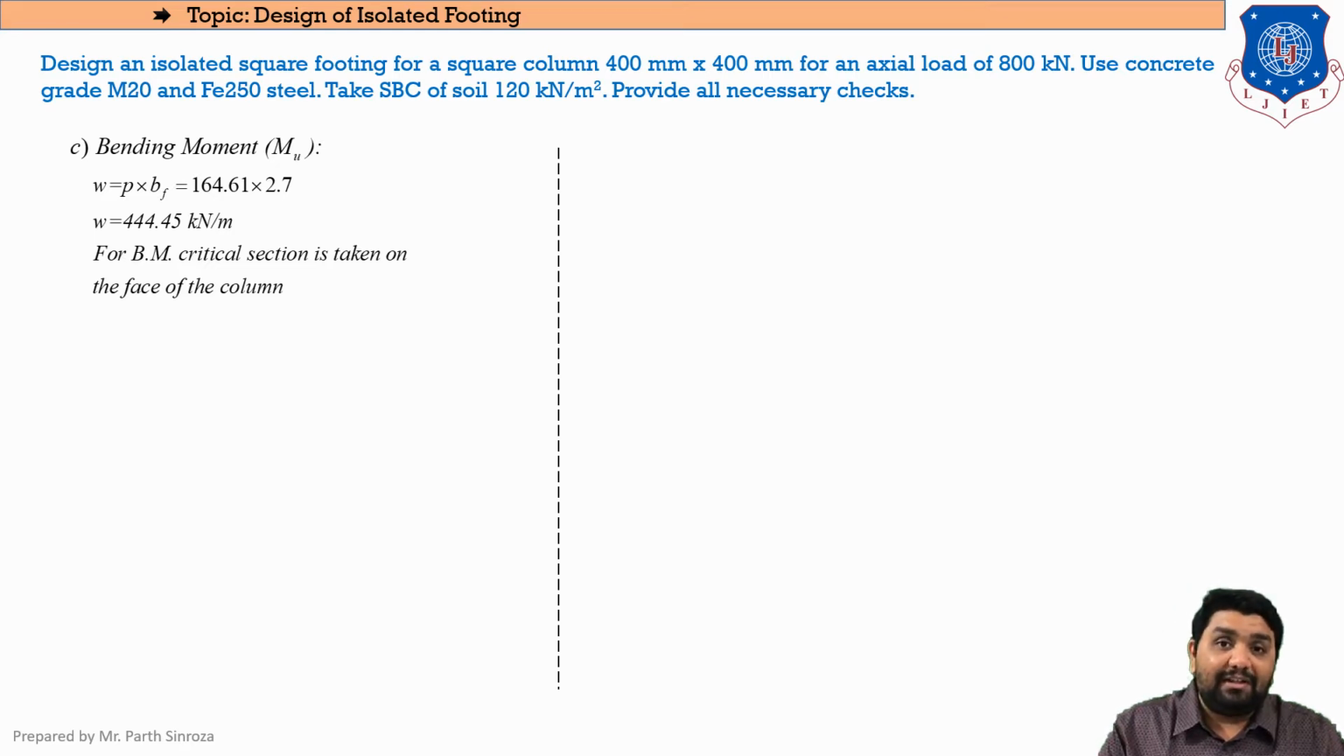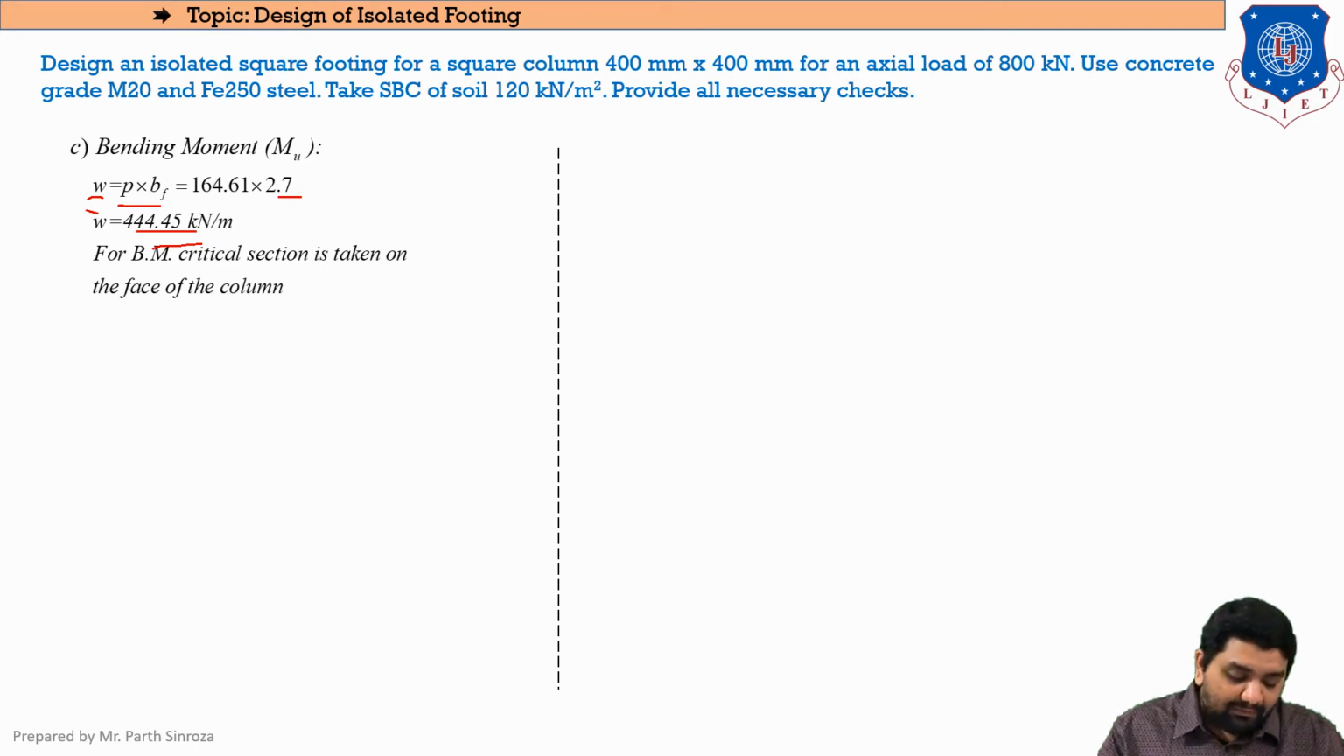and for that we will be finding the total load. So the UDL in this case can be obtained from this equation, that is P into BF. P will be the net upward pressure and BF will be the width of the footing that we'll be taking, as it is a square section, so it will be 2.7 on both sides. So multiplying it by 2.7, we will be getting an answer of 444.45 kilonewton per meter.